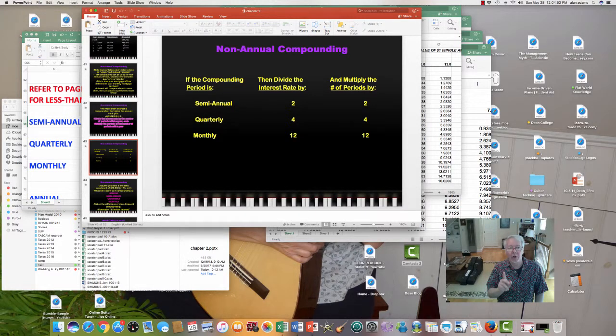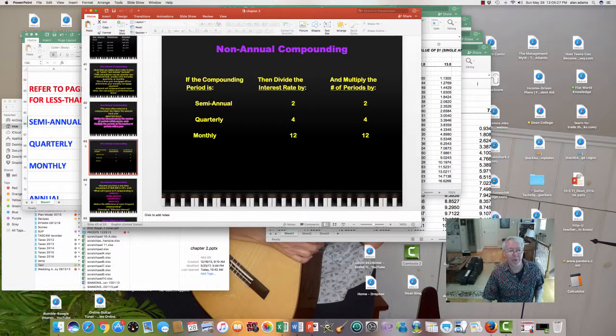Save this. Quarters. Divide the interest rate by 4, multiply the number of periods by 4. So if it's 2 years, you're going to multiply it by 4, and that's 8 periods. Okay? Monthly, what if it's monthly? You divide the interest rate by 12, and this is important because this is probably the most common. A monthly car payment, a monthly loan payment for your house. You multiply the number of periods by 12.